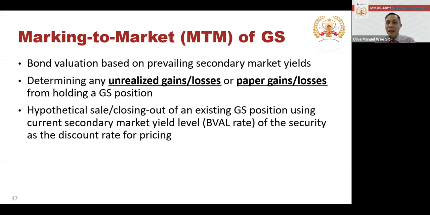And it's usually the BVAL rates that are used as the discount rate when you're doing the bond valuation for mark-to-market purposes, right? So the BVAL rate, again, is going to be used as your discount rate. And then the clean price will be used to compute the mark-to-market or the unrealized gains or losses.